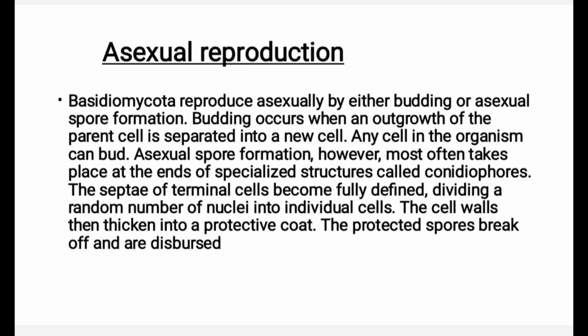Asexual reproduction. Basidiomycota reproduce asexually by either budding or asexual spore formation. Budding occurs when an outgrowth of a parent cell is separated into a new cell. Any cell in the organism can bud. Asexual spore formation, however, most often takes place at the ends of specialized structures called conidiophores. The septa of terminal cells become fully defined, dividing a random number of terminal cell nuclei into individual cells. The cell walls then thicken into a protective coat. The protected spores break off and are dispersed.